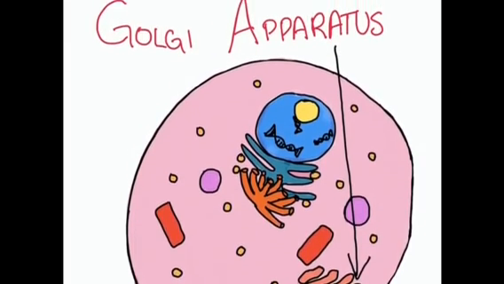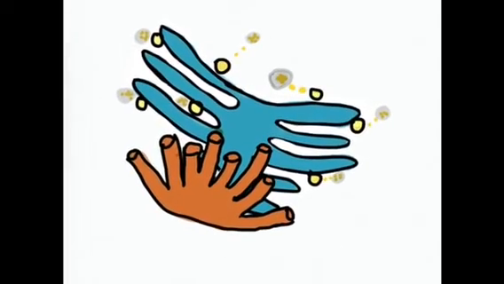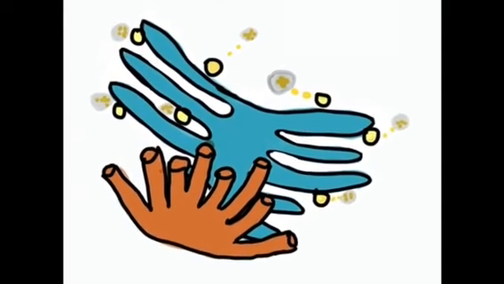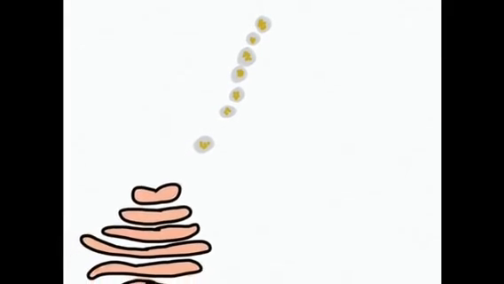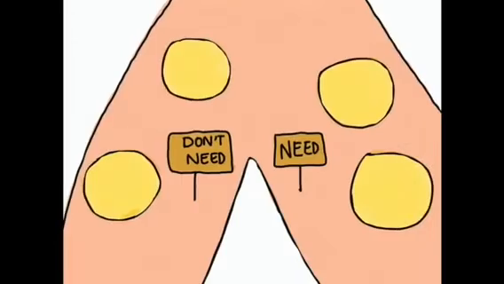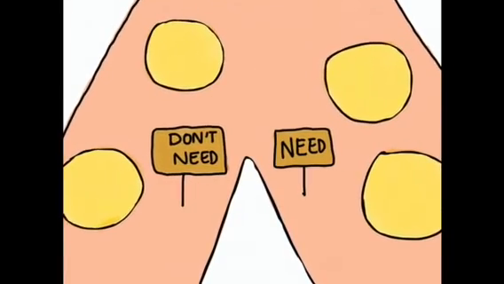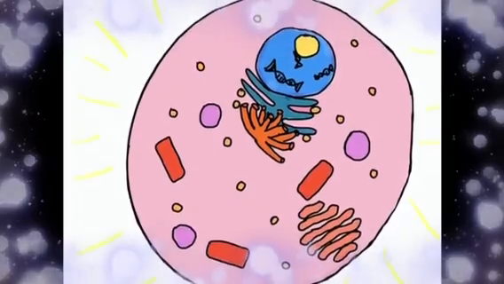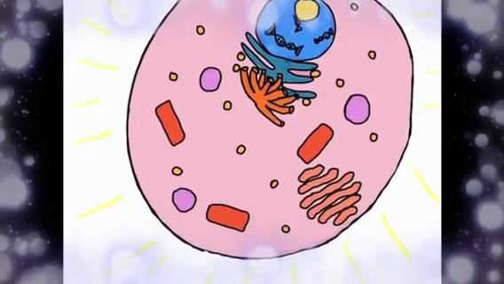The Golgi Apparatus. Remember how I said the rough ER sends off the proteins in a vesicle? Well, the Golgi Apparatus receives it. It sorts and modifies the molecules and proteins, and the good ones go out of the cell. These are the organelles of our grand cell.